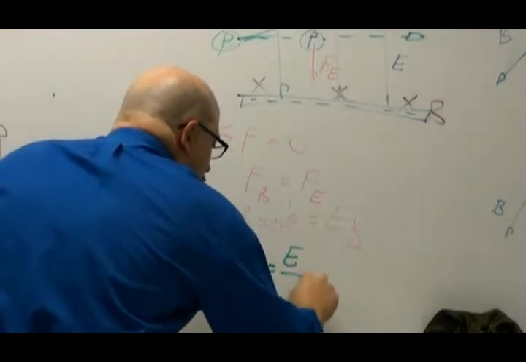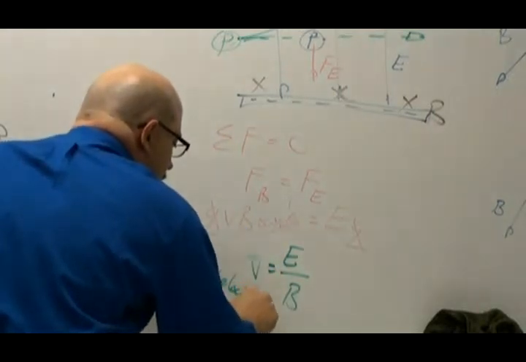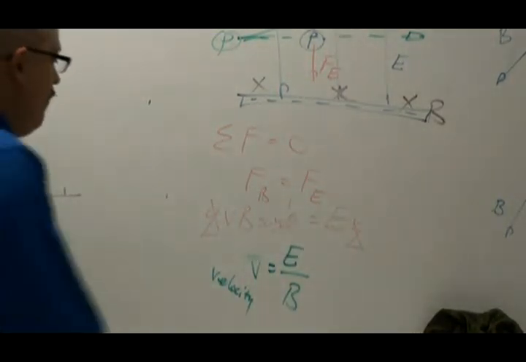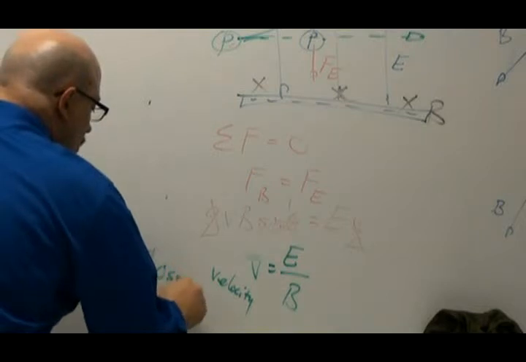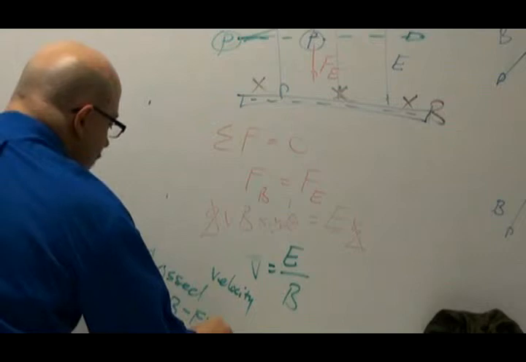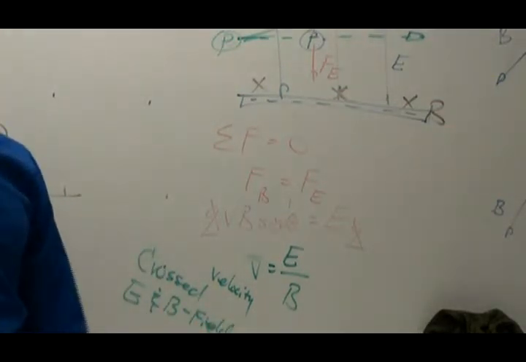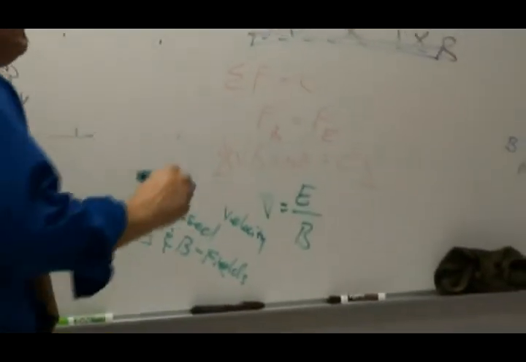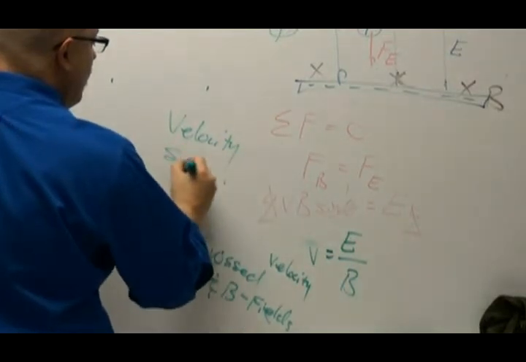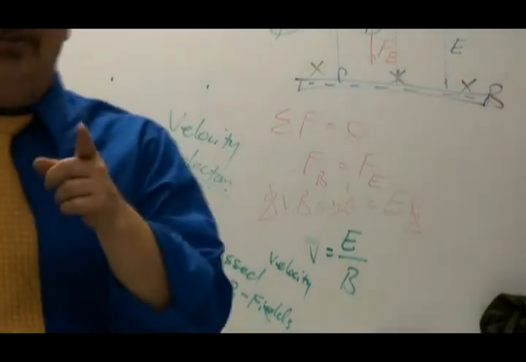Now this V is velocity. E over B. This is for crossed electric and magnetic fields. This is also called a velocity selector. Why is it called a velocity selector? Because you can determine the velocity of what goes straight through.